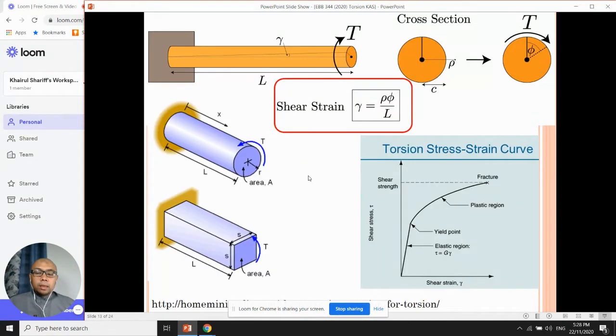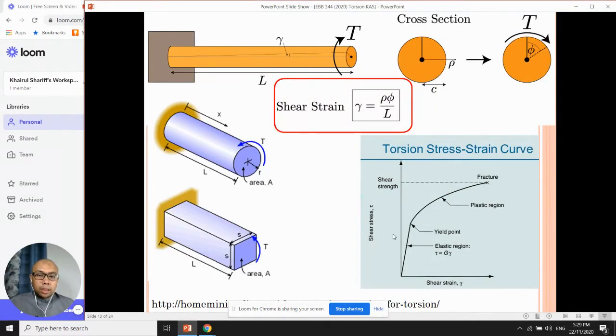As I mentioned earlier, when we talk about torsion, we always refer to strain. Here I show you the torsion stress strain curve. At the beginning of my lecture on tensile, the y-axis referred to the stress and the x-axis referred to the strain. But for torsion, when we apply the load, there is another graph we call the torsion stress strain curve. The pattern of the graph is similar to what we saw in the tensile test, except the y and x axes are shear stress and shear strain.